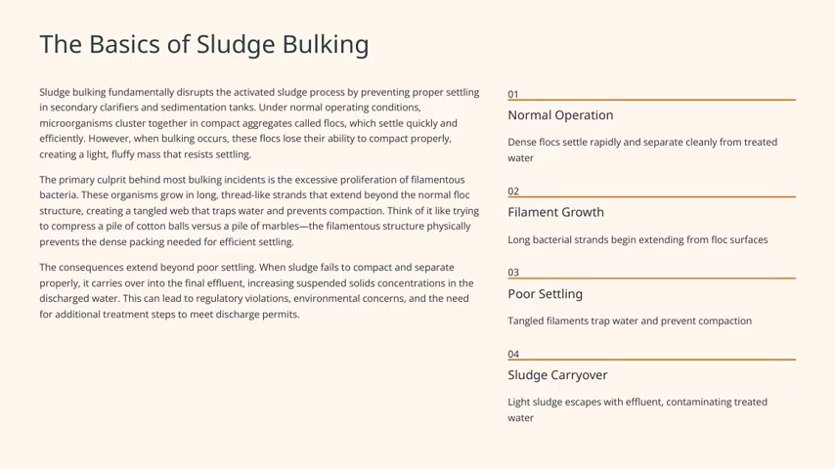And the consequences don't stop at poor settling. When sludge doesn't compact and separate as it should, it often carries over into the final effluent, increasing the amount of suspended solids in the discharged water. This can lead to regulatory violations, environmental concerns, and often requires additional treatment steps to meet discharge standards. So, understanding how filamentous bacteria cause these issues helps us better manage and prevent bulking, ensuring our treatment processes run smoothly and meet environmental regulations.